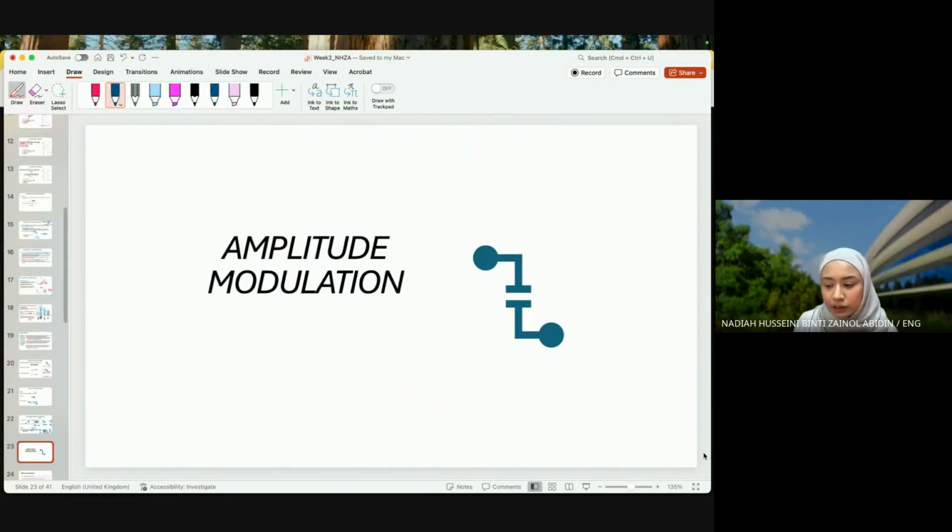Moving on. Okay, so enough of gain, attenuation, enough of noise, enough of SNRs. Let's start with amplitude modulation.